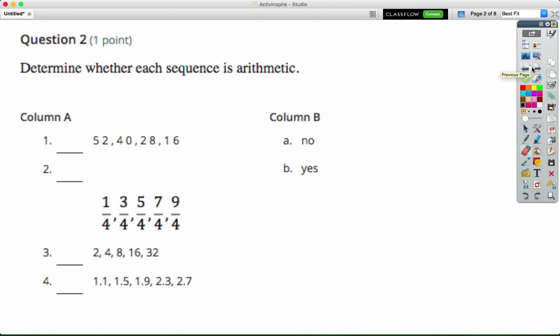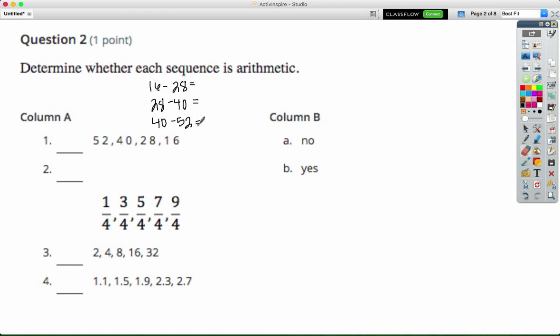Question number 2, you're determining whether each sequence is arithmetic. So not only does it have to have a pattern, the pattern has to be changing by addition or subtraction each time. So if I look at option 1, from 52 to 40, and then from 40 to 28, and then 28 to 16, if I don't automatically see a pattern, I can work backwards and subtract to see if there is a common difference. So I can do 16 minus 28 and see what that is, 28 minus 40, see what that is, and 40 minus 52 and see what that is.